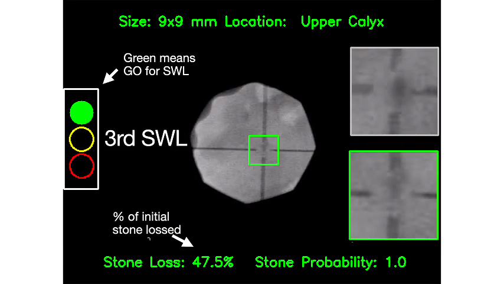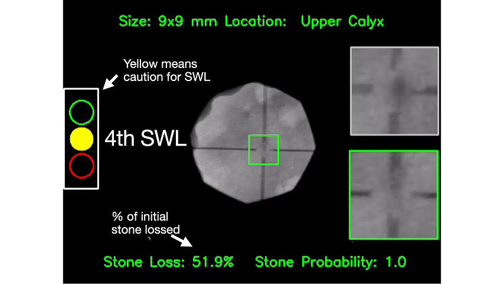Here is the screen from after the third shockwave application. The initial stone loss is 47.5%. The notification system still shows green, which means go for more shockwave applications. After the fourth shockwave application, the initial stone loss is now 51.9%. The notification system displays yellow, which means proceed with caution.